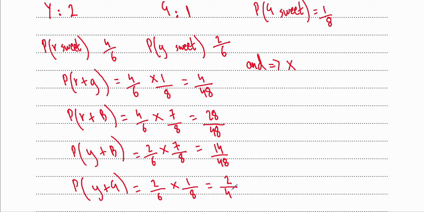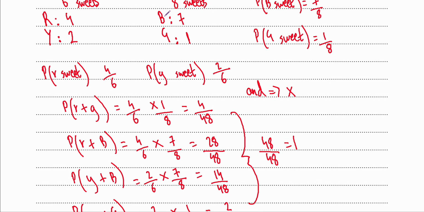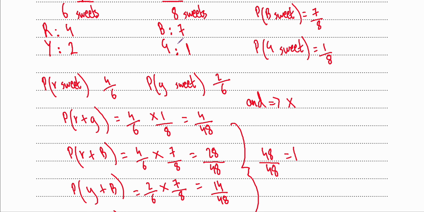Now I want you to notice something interesting. If you add up 4 plus 28 plus 14 plus 2, you end up getting 48/48, which is also equal to 1. So when you do all the combinations possible, so red blue, red green, yellow blue, yellow green, and add all those combinations up, you're still going to end up with the total probability equal to 1. So this is a good way to check that you've done this correctly. So whenever you see picking something and something else, you multiply.